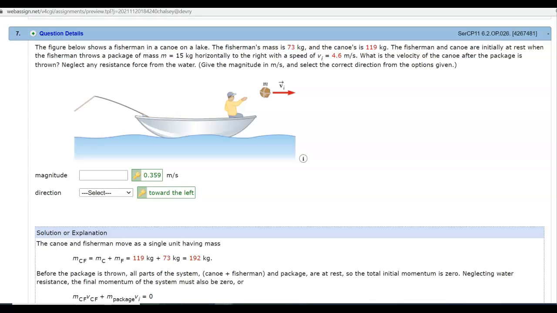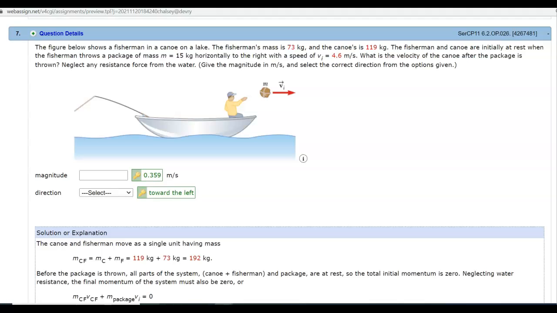Has a mass of 15 kilograms horizontally to the right with a speed of 4.6 meters per second. So that's the initial speed of the package. What is the velocity of the canoe after the package is thrown? Neglect any resistance force from the water. Give the magnitude in meters per second and select the correct direction from the options given.